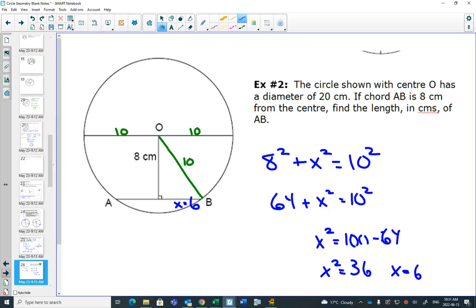Then how long is AB? Because this is 90 degrees, you know that this side is equal to this side, so this side is also 6. That means AB is 6, and this time we have units. Oh, sorry, doubled it. AB is 12 centimeters.